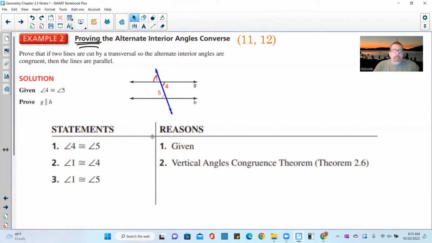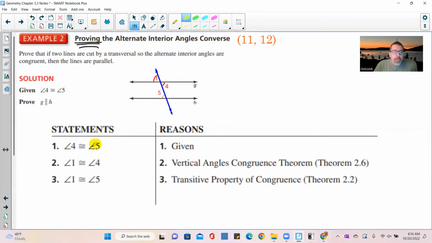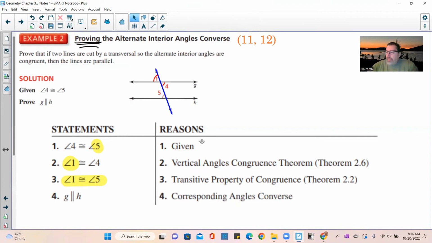And what kind of angles are 1 and 5? Well, they're consecutive angles. And the reason we can say 1 is congruent to 5 is, if you look here, hopefully you're understanding the transitive property. 4 is congruent to 5 here, and then here it says 4 is congruent to 1. Well, if 4 is congruent to 1 and 4 is congruent to 5, then 1 has to be congruent to 5. That is the transitive property of congruence. Okay, so now if 1 is congruent to 5, we can say G is parallel to H. Corresponding angles converse.